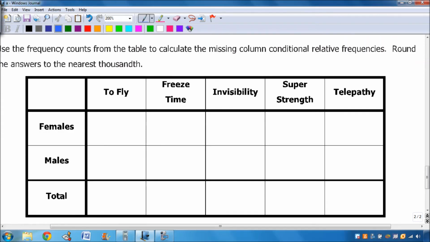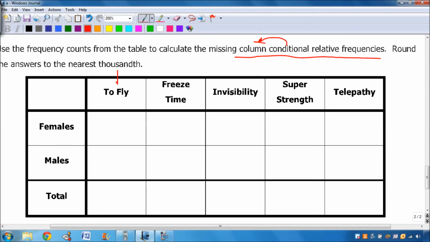Okay, so we just did row conditional relative frequencies. Now let's look at question number 2. It says use the frequency counts from the table to calculate the missing column conditional relative frequencies. So this time our conditions are in our columns.